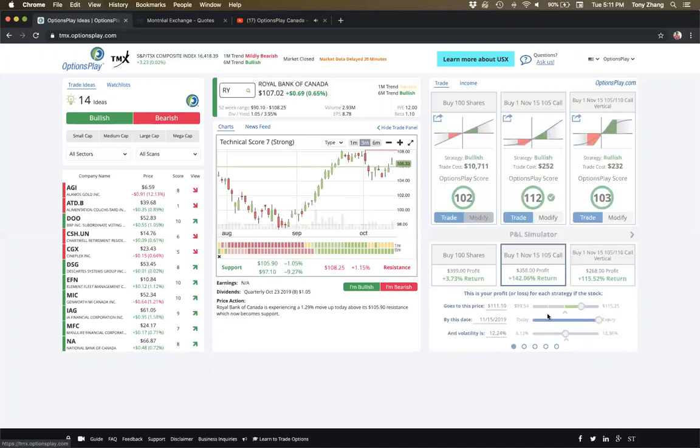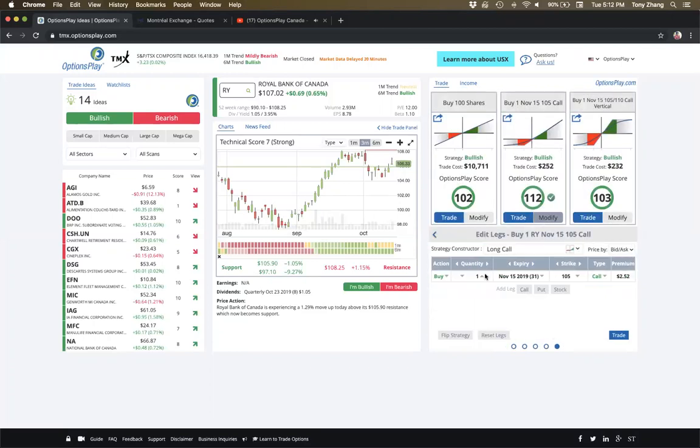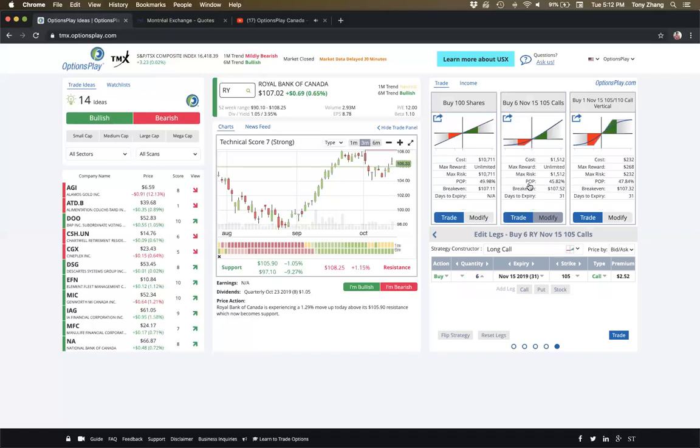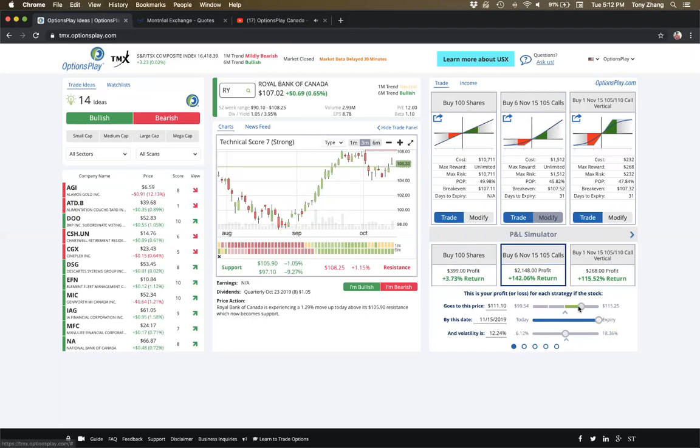If you're trading a spread, you can obviously change any number of contracts. So if you're trading 10 contracts, it'll still calculate your probability of profit, and you can use the P&L simulator the same way regardless of what you do.